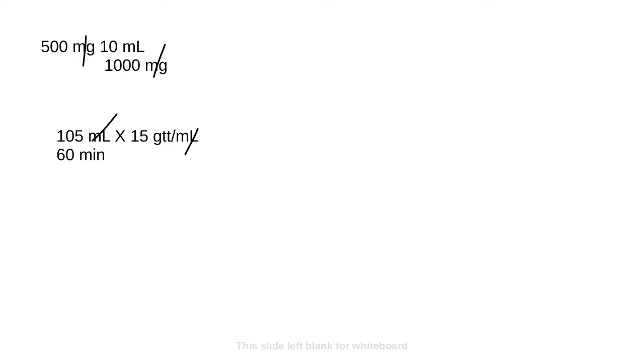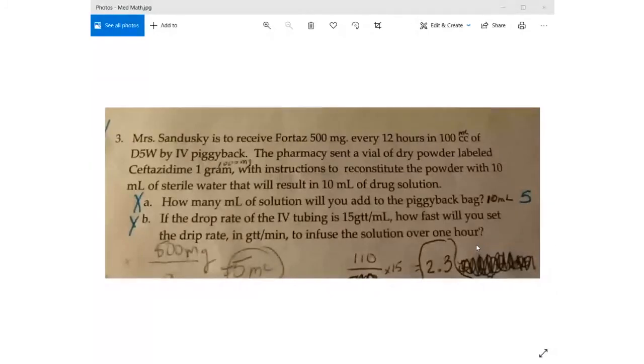So how many milliliters of solution am I adding to the piggyback bag? So the student originally wrote 10. That answer is wrong. The answer is 5. And if the drop rate of the IV tubing is given, how fast am I setting it to infuse over 1 hour? We said 26 drops per minute.